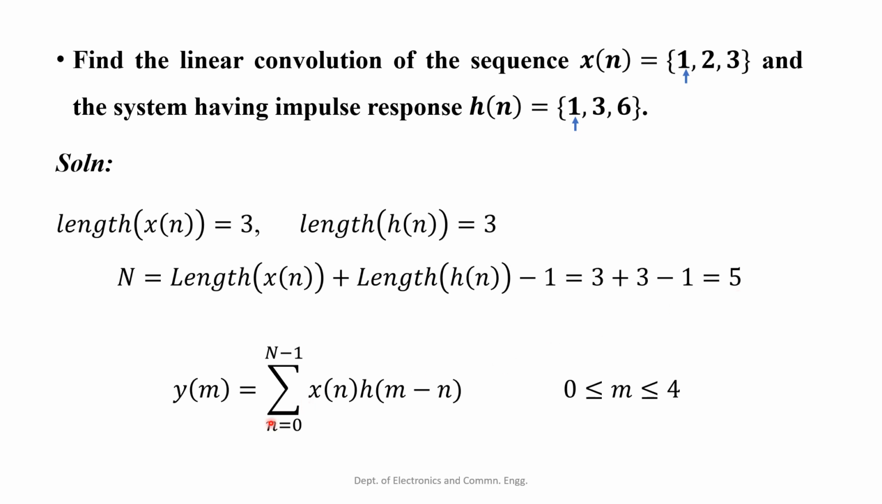Now the formula for the linear convolution is given by y of m equals summation n equals 0 to n minus 1 of x of n h of m minus n. Since the total output sequence length is 5, m is going to take the range between 0 to 4, making the assumption that the first element in both the inputs is the origin.